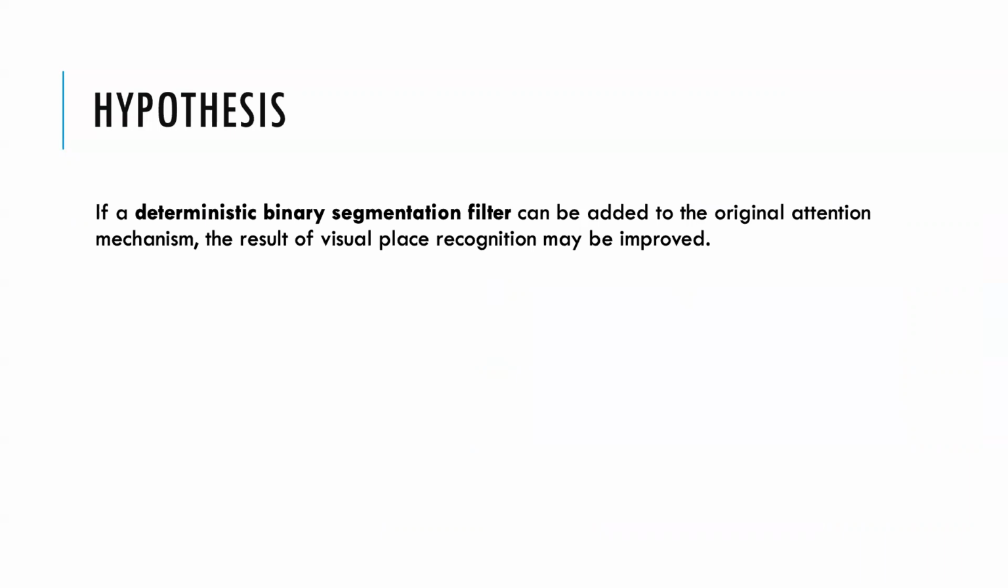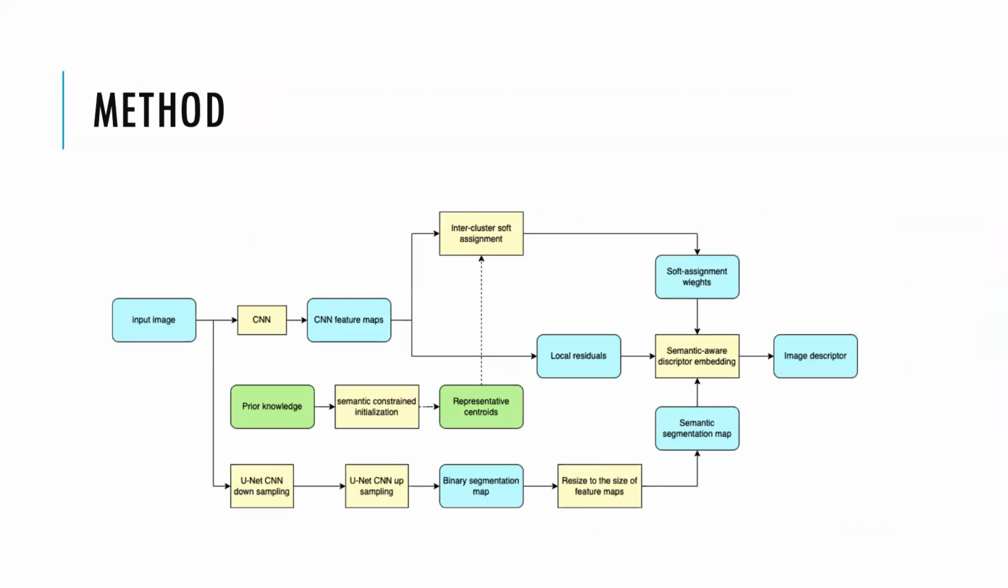Thus, a hypothesis is proposed that if a deterministic binary segmentation filter can be added to the original attention mechanism, the result of visual place recognition may be improved. The filter, which is trained as a semantic segmentation model, may better distinguish static from dynamic objects.